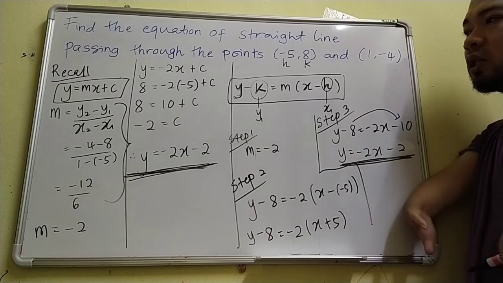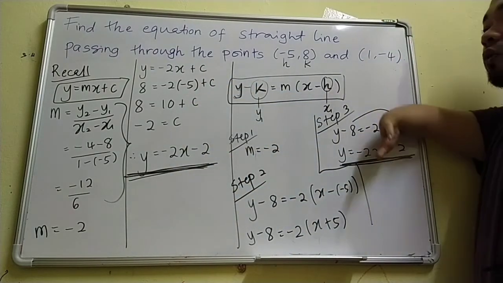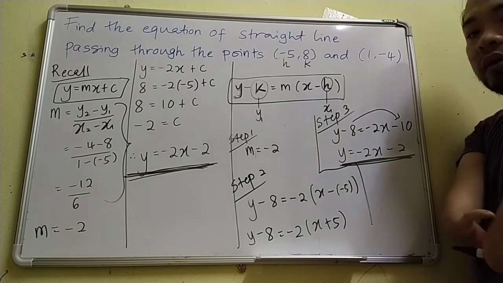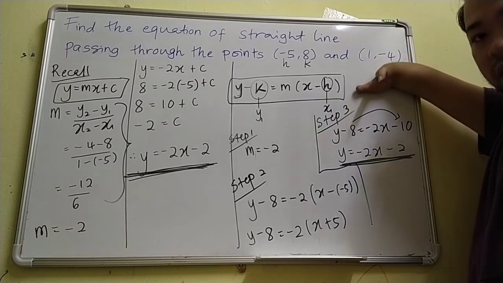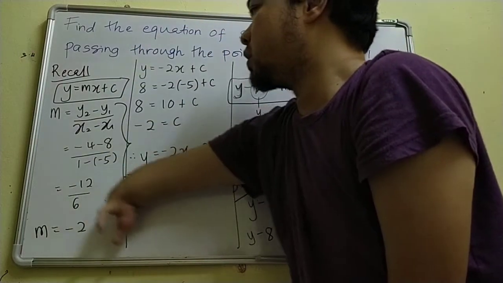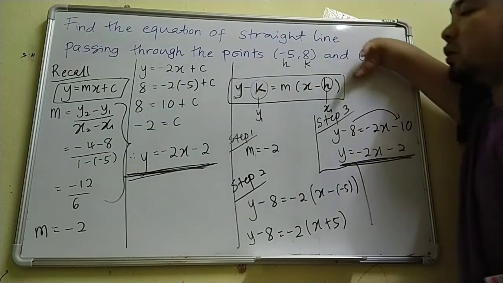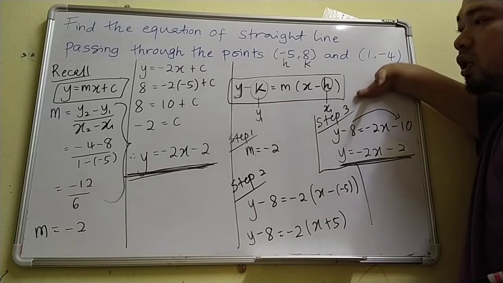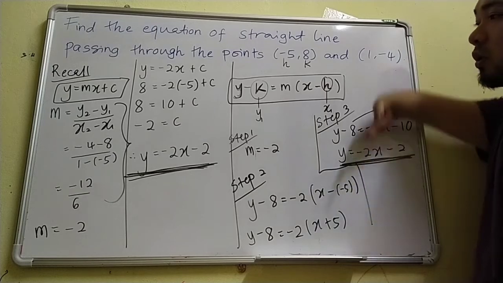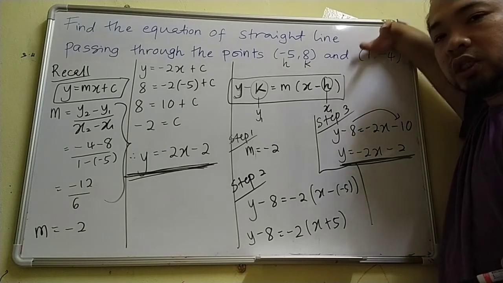Now if you ask, teacher, why don't we use y equal to mx plus c only? Actually you can use both of them. But in Additional Math, I highly recommend you use this formula, y minus k equals m in bracket x minus h, because you learned y equals mx plus c before in math class. But in the normal math class, they don't learn this formula. This formula is only applicable in Additional Math. So practice yourself from now on. Use this formula to find any kind of straight line equation.